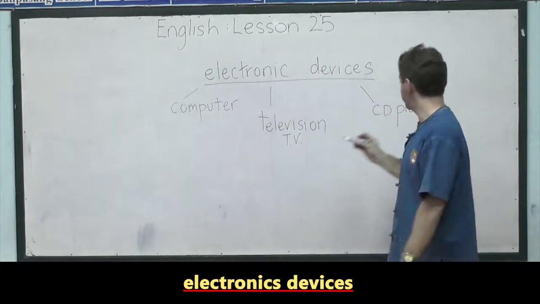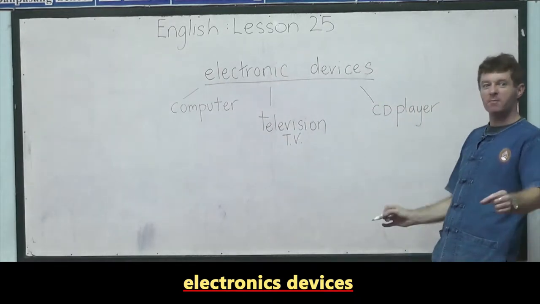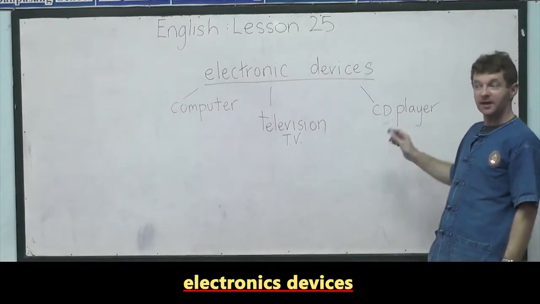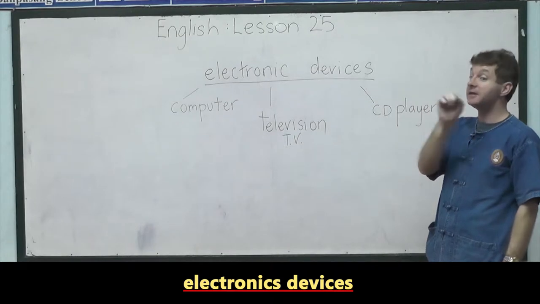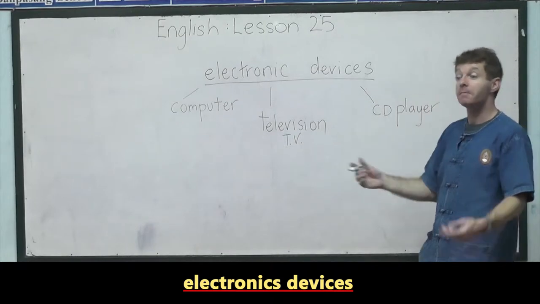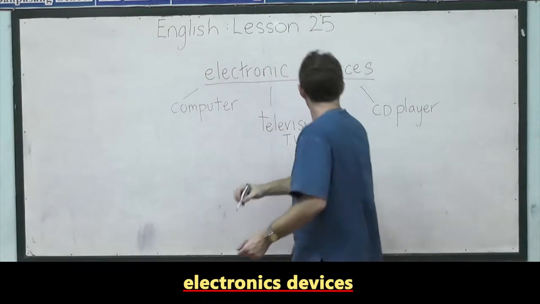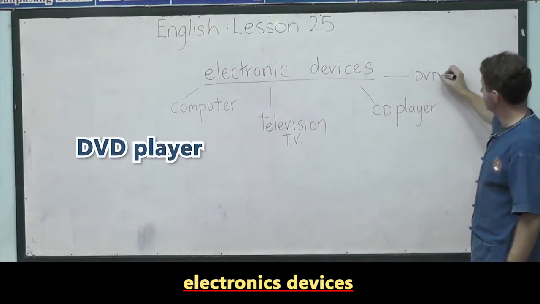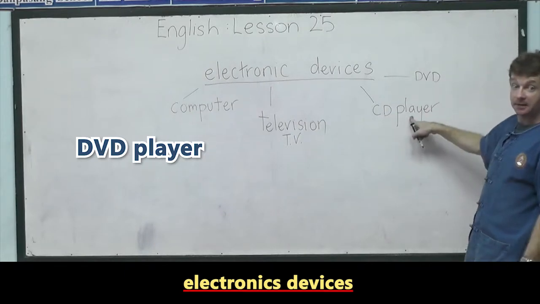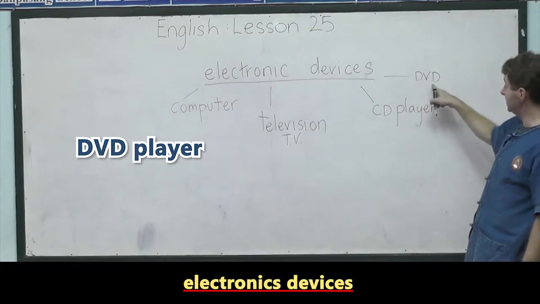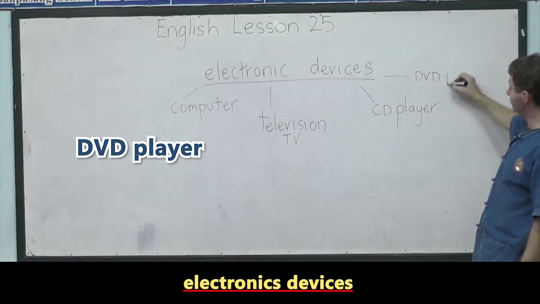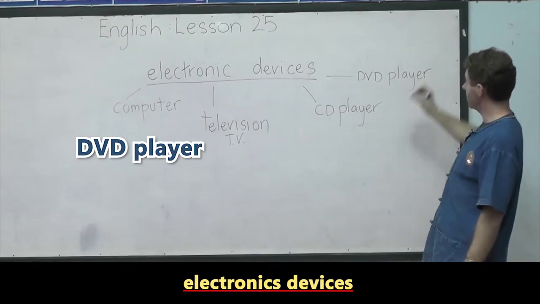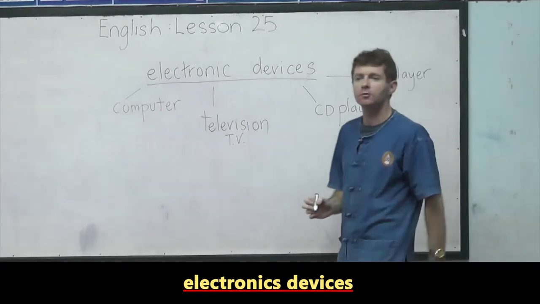DVD. Okay, we have CD, and remember DVD. CD player is for music. DVD is for movies or television. So let's put here next to CD player. CD player. DVD player. How do we spell player? Y-E-R. And then let go.